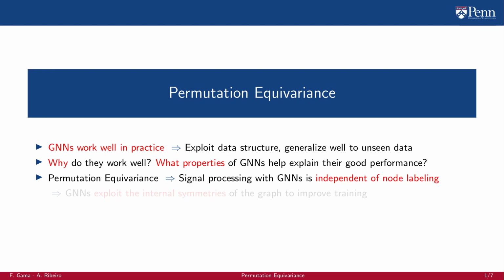In this segment, we will formalize this notion of exploiting the data structure in the form of permutation equivariance. At first glance, this property determines that signal processing with GNNs is independent of node labeling. But on a deeper look, we will show that permutation equivariance actually implies that GNNs exploit the internal symmetries of the graph support in order to improve training.